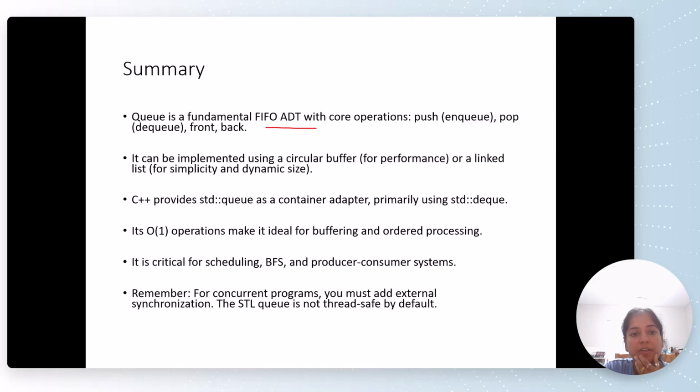Queue is a fundamental FIFO data structure with core operations push, pop, enqueue, front, back. It can be implemented using a circular buffer or a linked list. In C++, we have std::queue as a container. Big O of one operations make it ideal for buffering and ordered processing. It is critical for scheduling like BFS and producer-consumer systems. And yes, queues are not thread safe by default, so always try to have external synchronization whenever you are using concurrent programming.